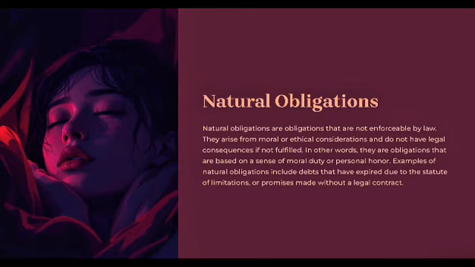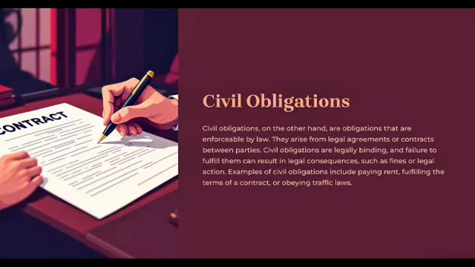Examples of natural obligations include debts that have expired due to the statute of limitations, or promises made without a legal contract. Civil obligations. Civil obligations, on the other hand, are obligations that are enforceable by law. They arise from legal agreements or contracts between parties. Civil obligations are legally binding, and failure to fulfill them can result in legal consequences, such as fines or legal action. Examples of civil obligations include paying rent, fulfilling the terms of a contract, or obeying traffic laws.